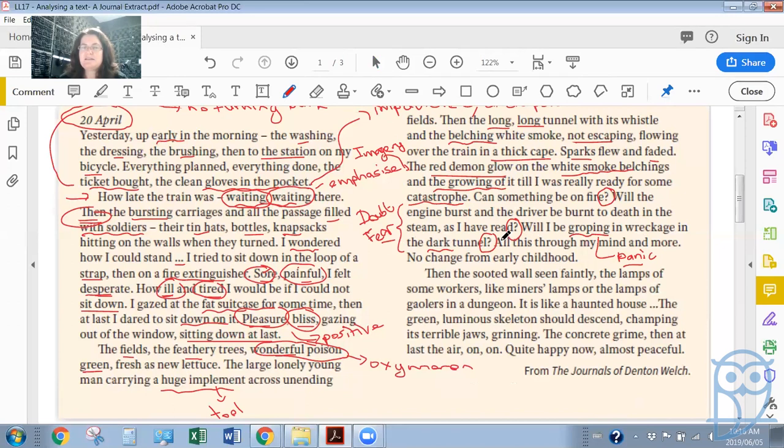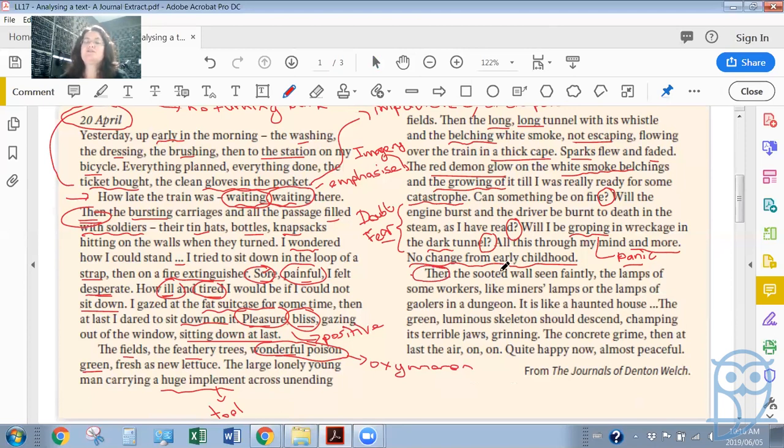And then the speaker continues, all this through my mind and more. So feeling paranoid. And then we're given something about his childhood. No change from early childhood. So this suggests that this is something that the writer does in situations that he is unfamiliar with. Probably panics or has a very, very vivid imagination, and he thinks the worst. It's also almost like an automatic reaction. He can't help it. Just like when he was a child, he would always think the worst. He was paranoid.